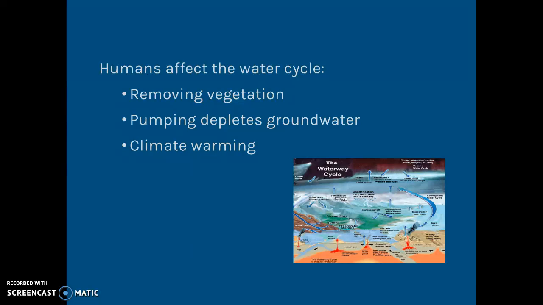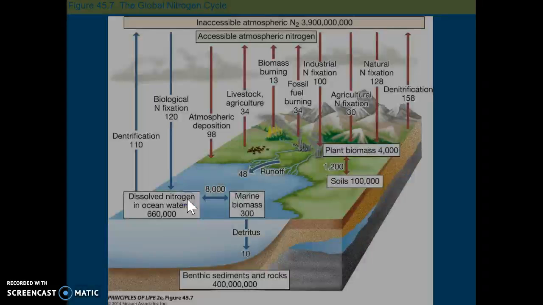In removing vegetation, we have deforestation, we have removing vegetation for crop purposes, but what this is going to do is reduce precipitation retained in soil and increase the amount of runoff. What pumping does is deplete groundwater, bringing it to the surface where it evaporates. And climate warming is where we have the melting of our ice caps and our glaciers, increasing sea levels and evaporation, and then water vapor, of course, is a greenhouse gas, which we'll talk about as well.